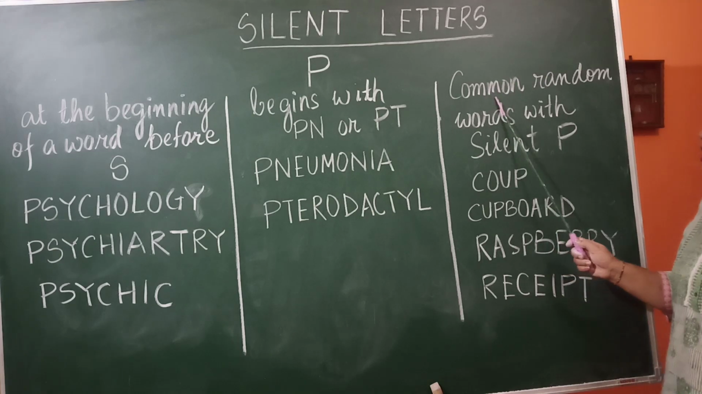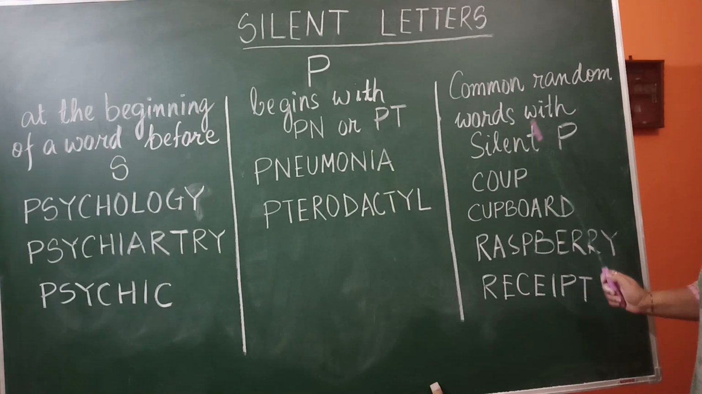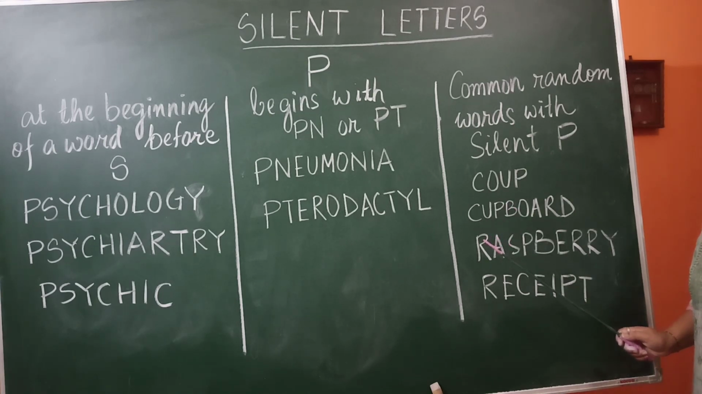Some more common random words with silent P. Coup. We don't say "coop", but it's "coo". Cupboard. Raspberry. Receipt. So here the P is silent. It's not "re-ceipt" with a P, but "receit".